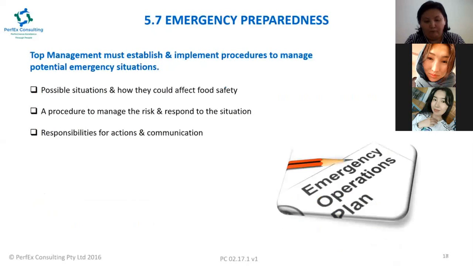Top management must establish and implement procedures to manage potential food safety emergency situations: identify possible situations and how they could affect food safety, establish a procedure to manage the risk and respond to the situation, and assign responsibilities for actions and effective communication across the business.